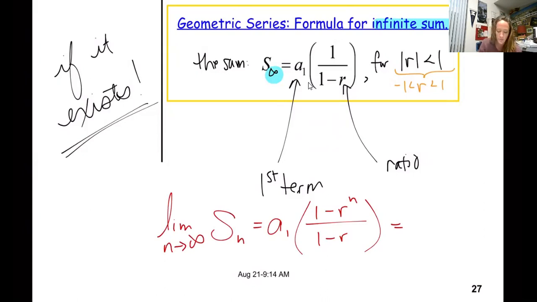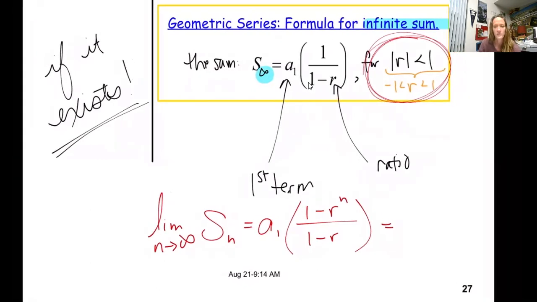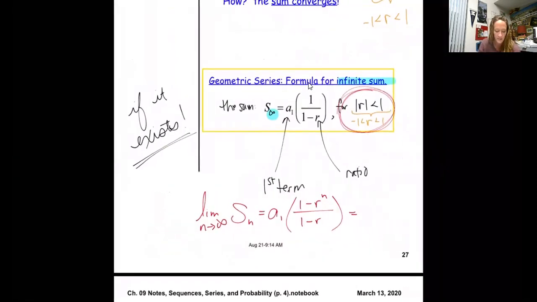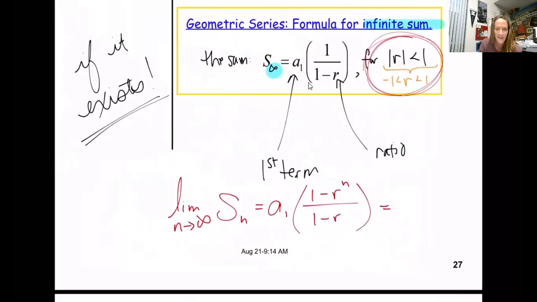The answer is yes, once again, if it exists, if the magnitude of r is less than 1, if that r is in between 1 and -1. The answer is yes. And so the answer is technically that formula that you see up above, a sub 1 all over 1 minus r.